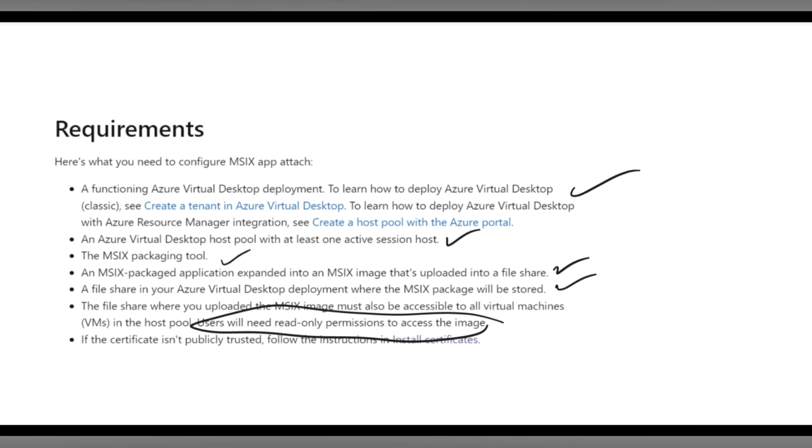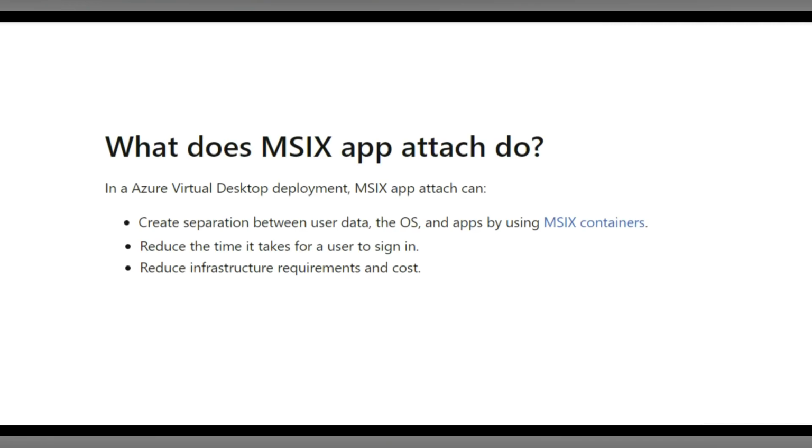So I have given the link in the description where you can find how to configure for the Citrix DaaS or Citrix VDIs. So the advantage of MSIX App Attach is it creates separation between user data, operating system and apps. Because we are not going to install anything on the operating system or virtual machines, it is completely isolated and it is attached from the network share.